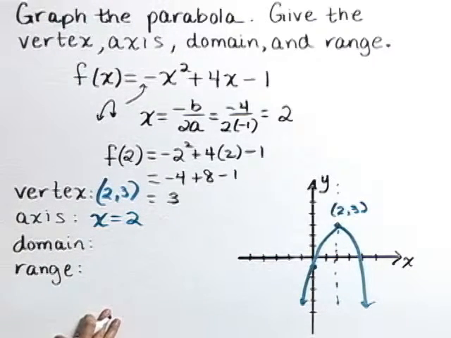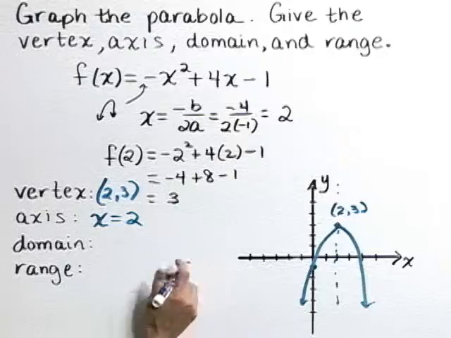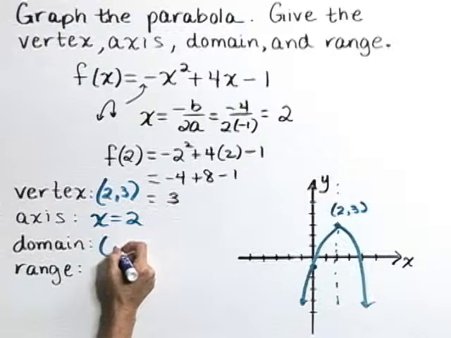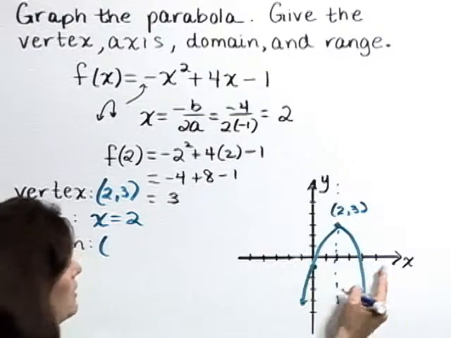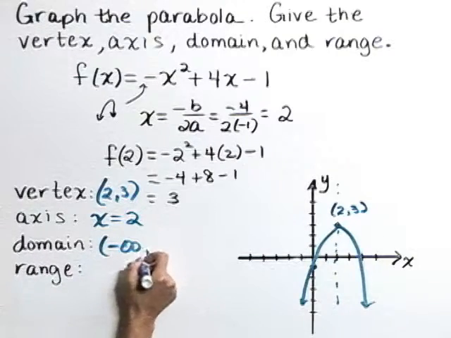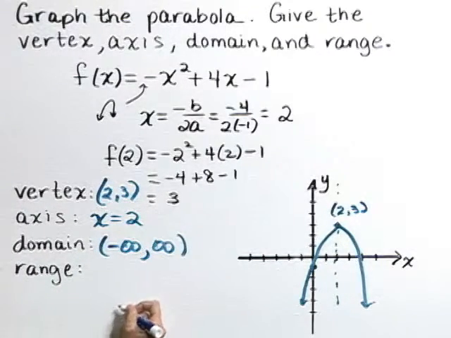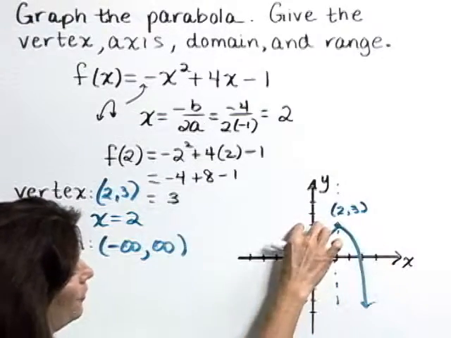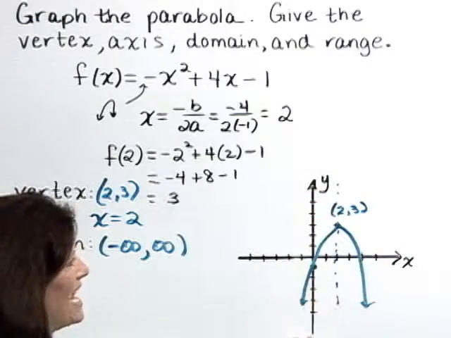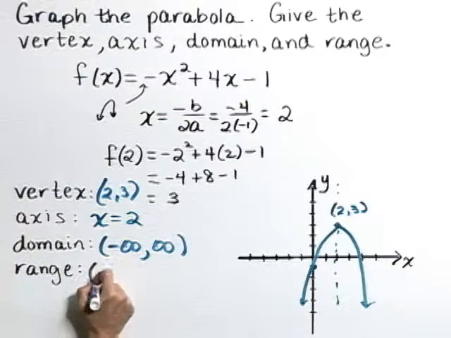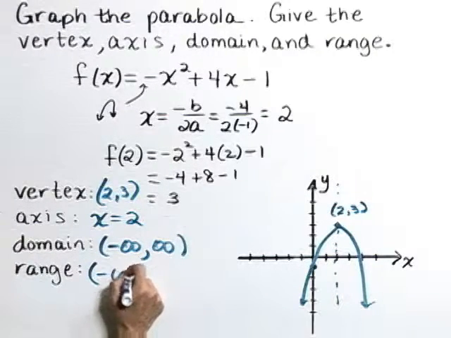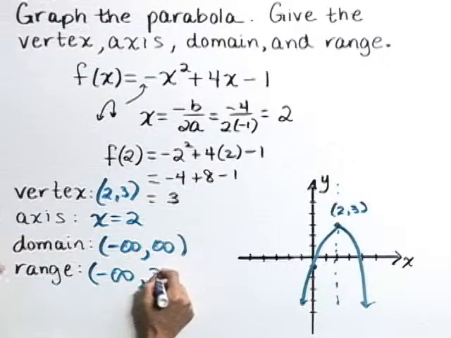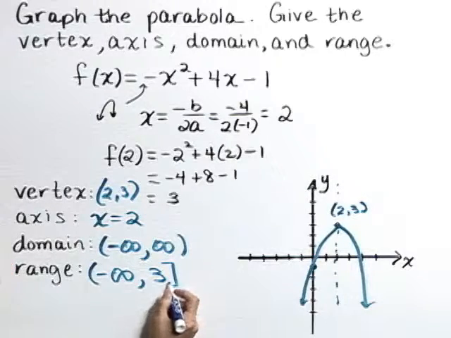Lastly, for our domain and range, the domain is all of those x values that are used, from negative infinity to positive infinity. The range starts right here at a y value of 3 and then goes negative. So let's write that range as negative infinity up to 3, and that's inclusive.